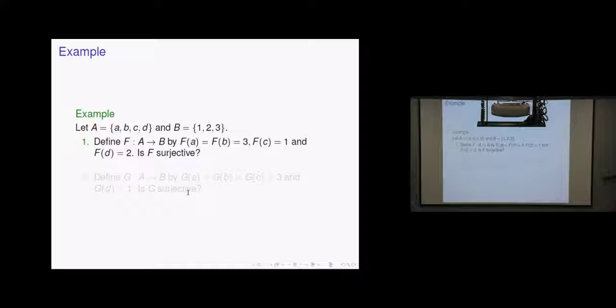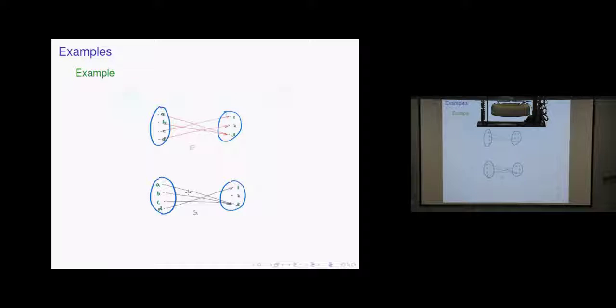Now we can also use cooked examples, right? So probably I use the picture. For example, here I have capital F, capital G. Capital F is defined this way. The domain is A, B, C, D. The range is 1, 2, 3. I define it so that A and B go to 3, C goes to 1, D goes to 2. Right? So this is a surjection. This is a surjective function because I hit every point in the codomain, right?